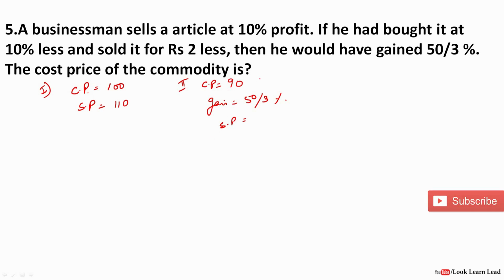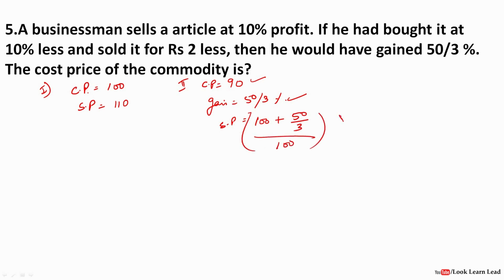So see, if we have the cost price and the gain, we can find the selling price. So what would be the selling price? The selling price would be the selling price plus profit percentage upon 100, into the cost price. That is, this percent of this is the selling price on the cost price.